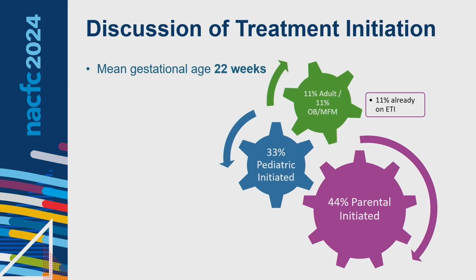The mean gestational age at the discussion of treatment initiation was a few weeks later for the average infant, so closer to 22 weeks. One patient, again, because of mom's diagnosis of cystic fibrosis, was already on ETI herself. So the treatment really was more, do we continue this? Is there anything we should consider as an alteration or change in path?